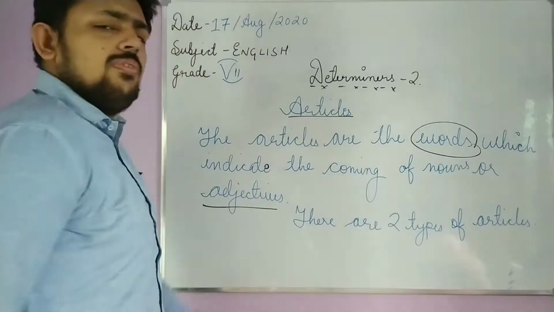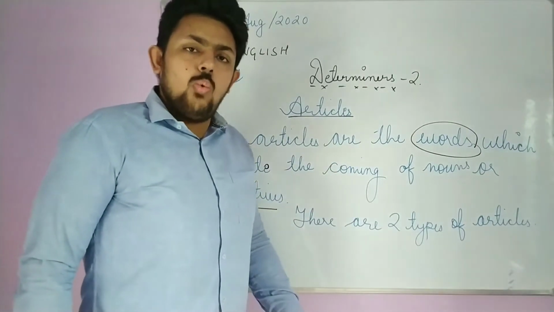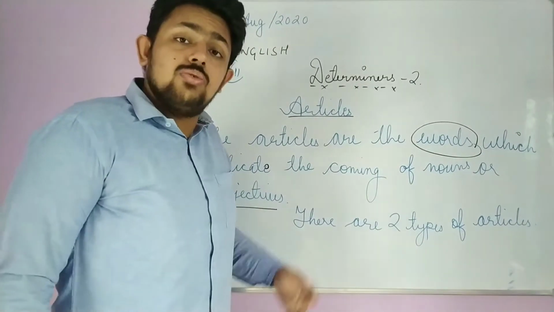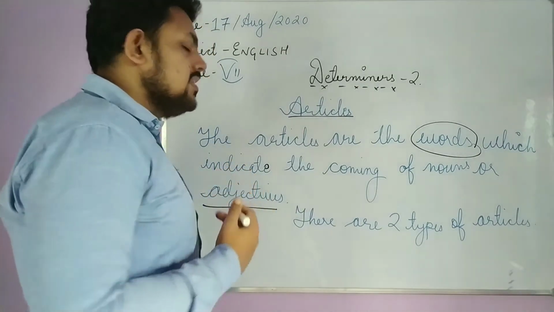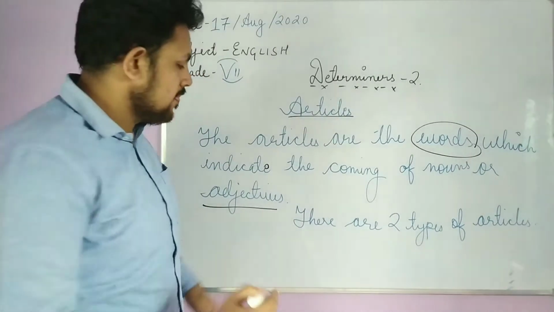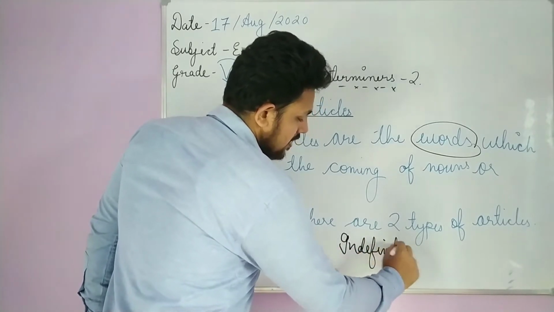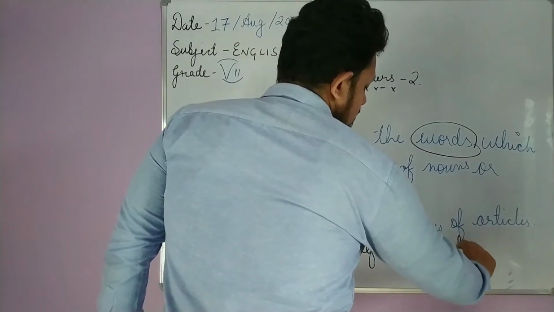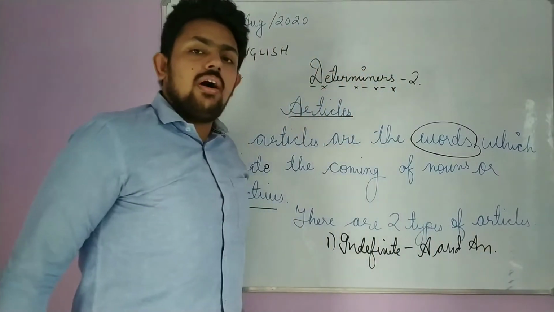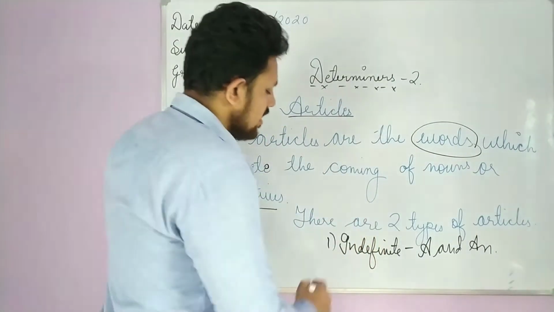So what is the work of the articles? Its work is to indicate which noun or adjective is going to come next. So it points to that particular noun or adjective. There are basically two types of articles. First are the indefinite articles, which are a and an.